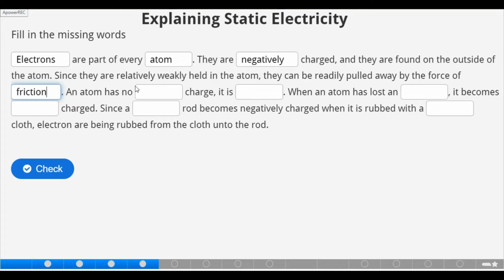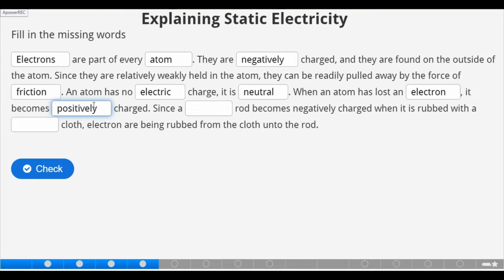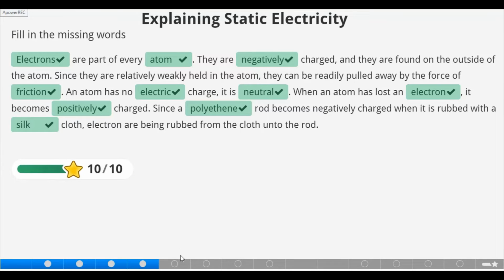An atom has no electric charge. It is neutral. When an atom has lost an electron, it becomes positively charged. Since a polyethylene rod becomes negatively charged when it is rubbed with a silk cloth, electrons are being rubbed from the cloth onto the rod. Let's check. That's correct.